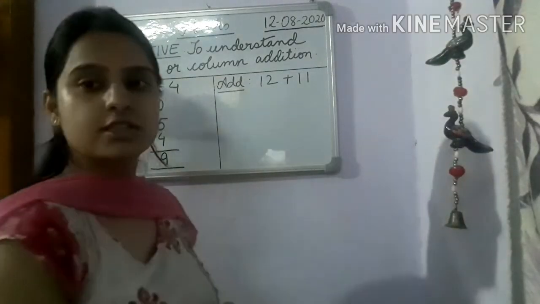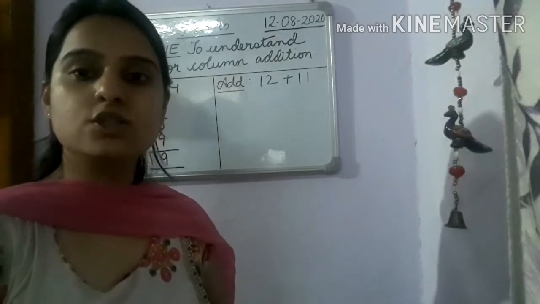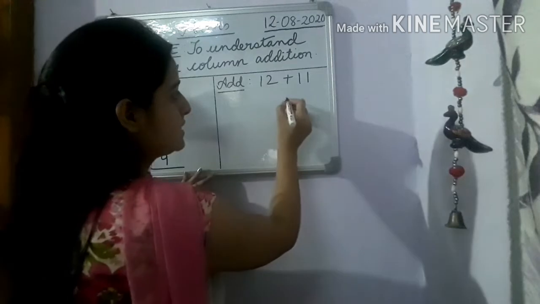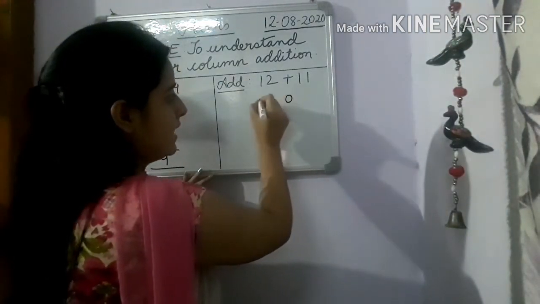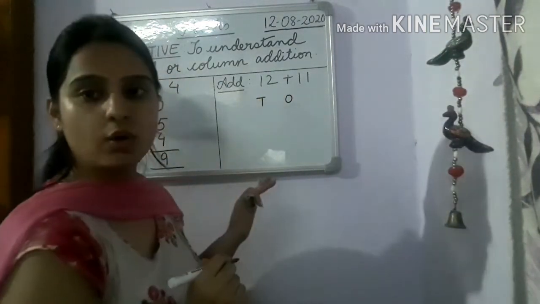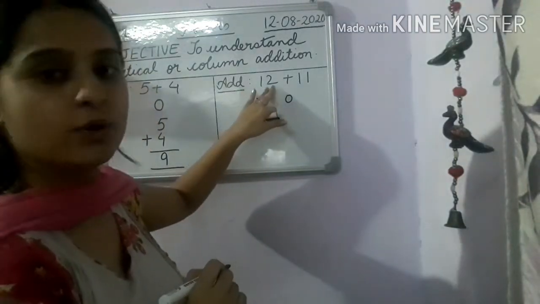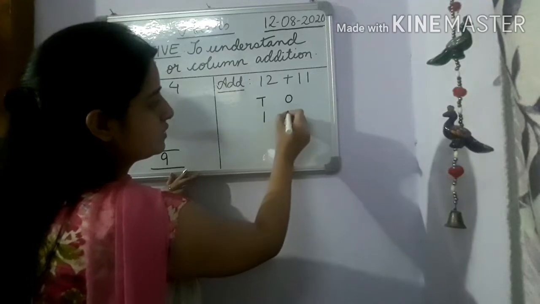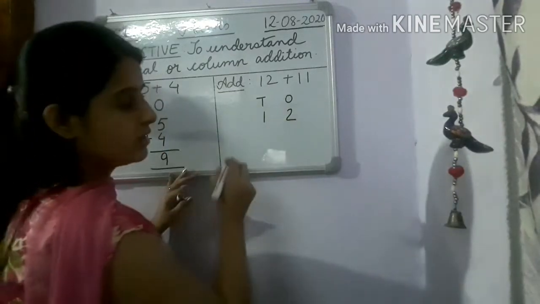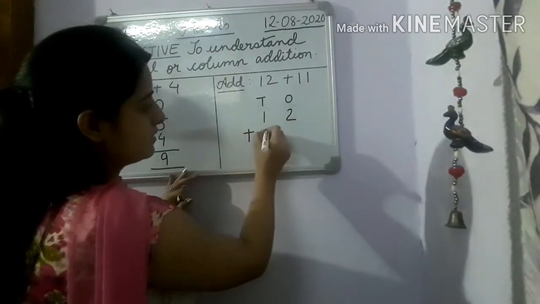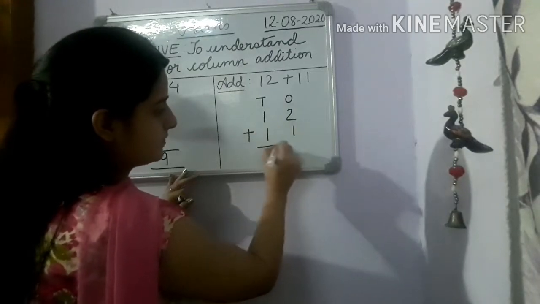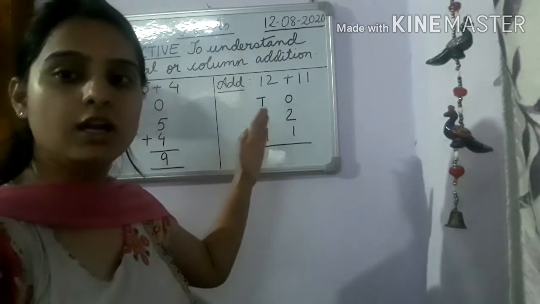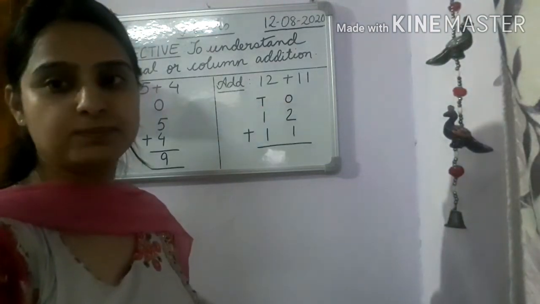In 2-digit, children, how many places are there? 2 places, ones place and tens place. So let's write ones place and tens place. Okay, now we are going to put 12 in these places. So 1, 2 plus 11. This is how we arrange number in vertical, or you can say column.